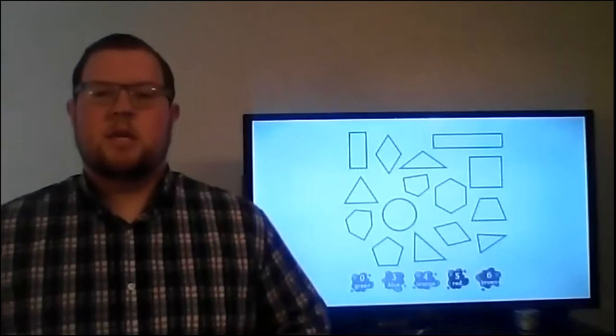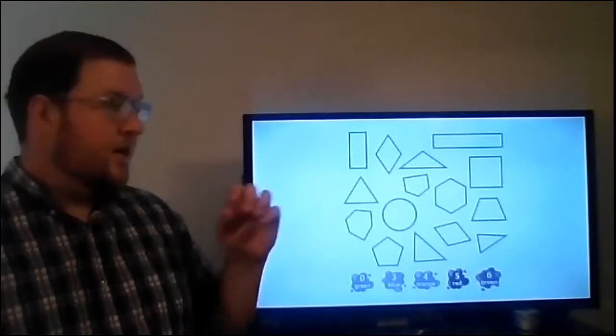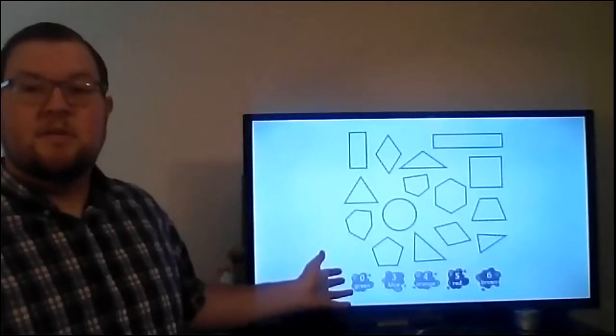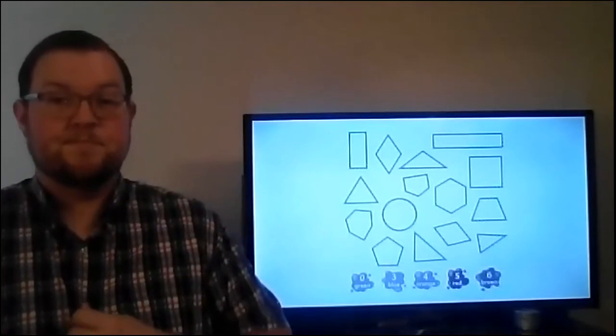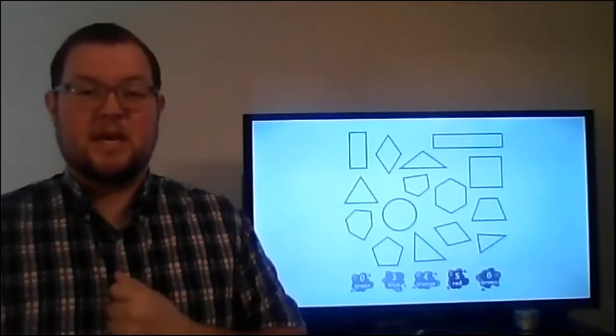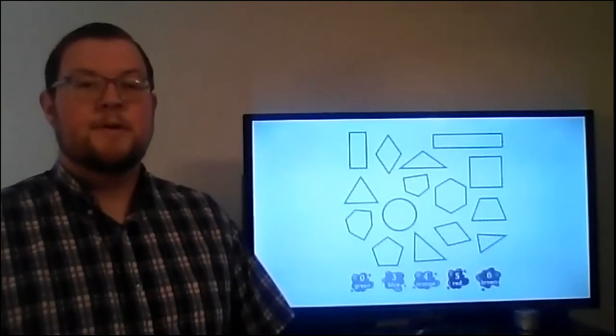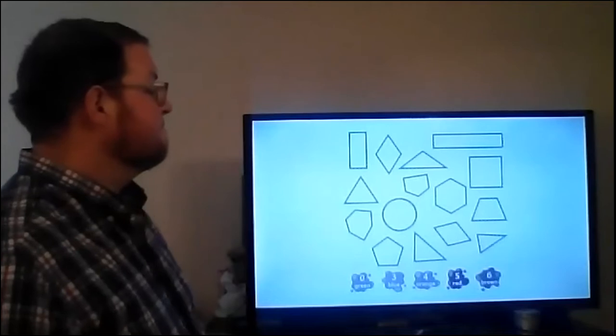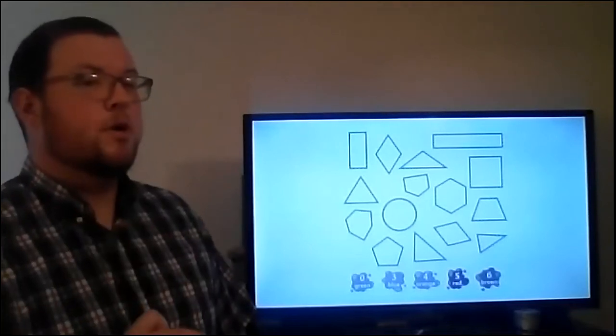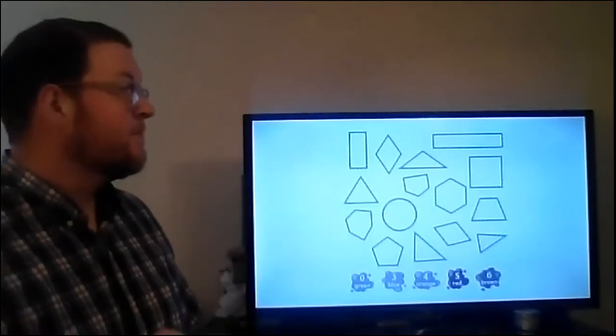In the packet that you received, there is an activity that looks at something very similar to this. I'll give you a little time to get to that and find it. It's technically under grade 1 if you're still looking for it.